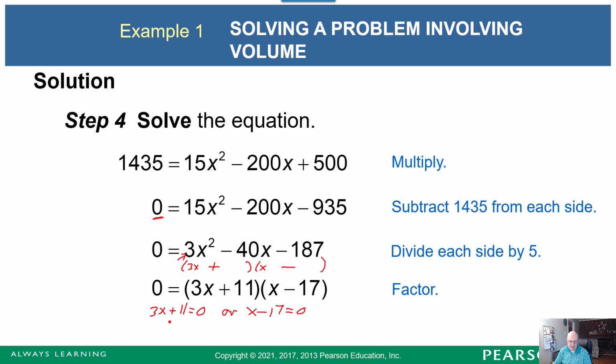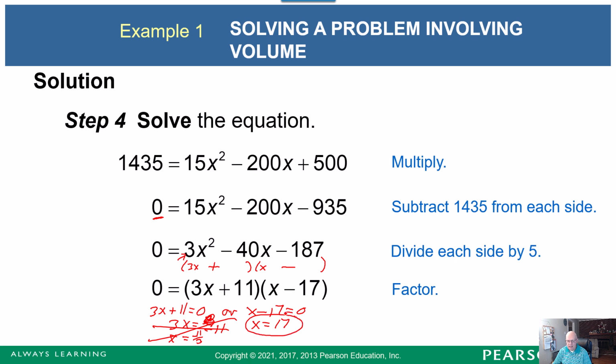Well, this first one says 3x is equal to negative 11, sorry, or x is equal to negative 11 thirds. Well, what does x represent? That represents the side of the original piece. That's impossible. You can't have a negative there, so scratch that. Go over here. Let's see what we get. Add 17 to both sides. X equals 17. Now that looks like a good answer.